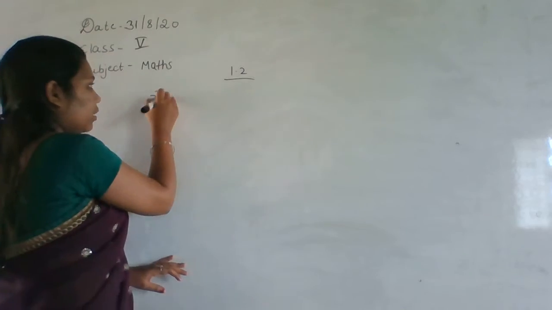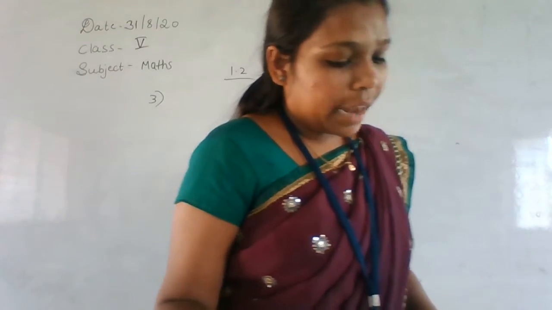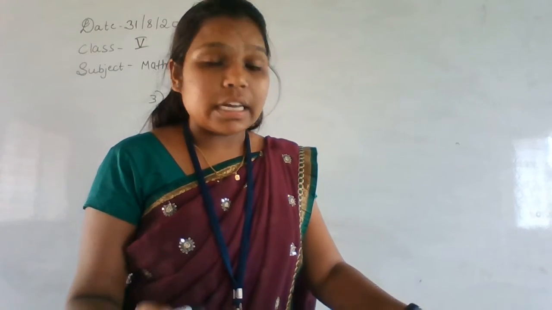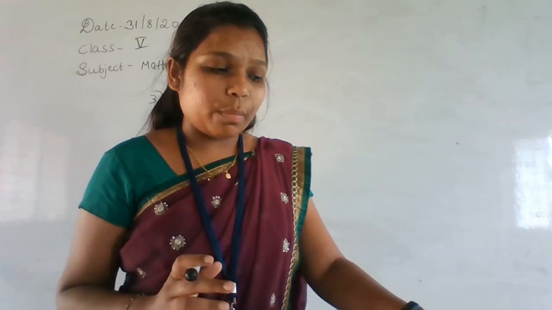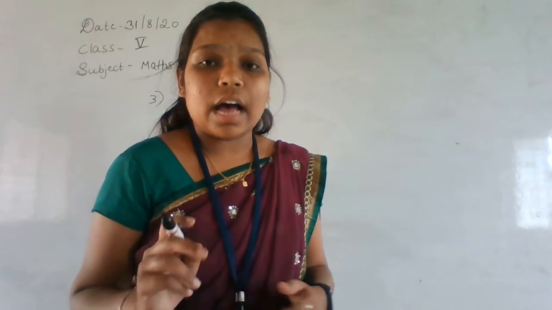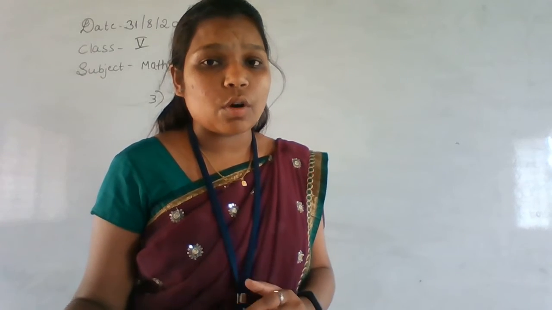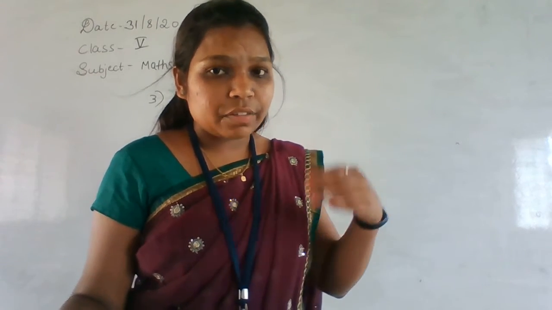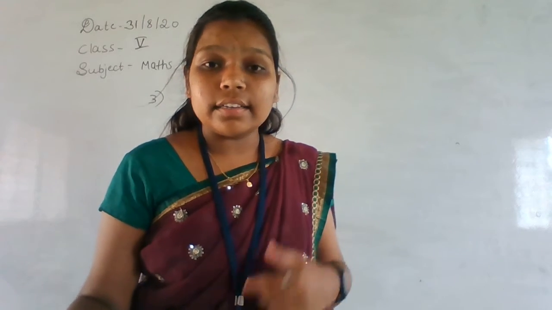Exercise 1.2, third main: rewrite the numbers by using commas and write their number names. How to use commas? I told you how to use the commas. According to the Indian system, we have to use the comma: first 3 digits, after that 2 digits. And next, write their number names.